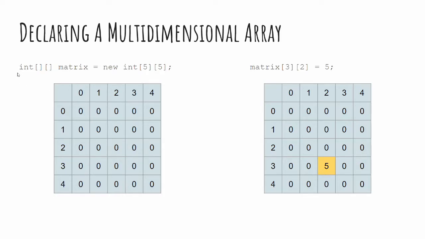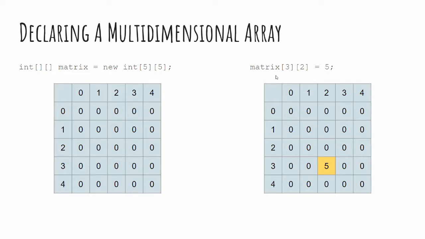So here I have our multi-dimensional array. This is an int multi-dimensional array called matrix, and it is initialized to have our rows and columns at the length of 5. When we declare a multi-dimensional array like this, since int is a primitive type, it will default to 0. So here we have our multi-dimensional array represented as a table, and all the values are 0.